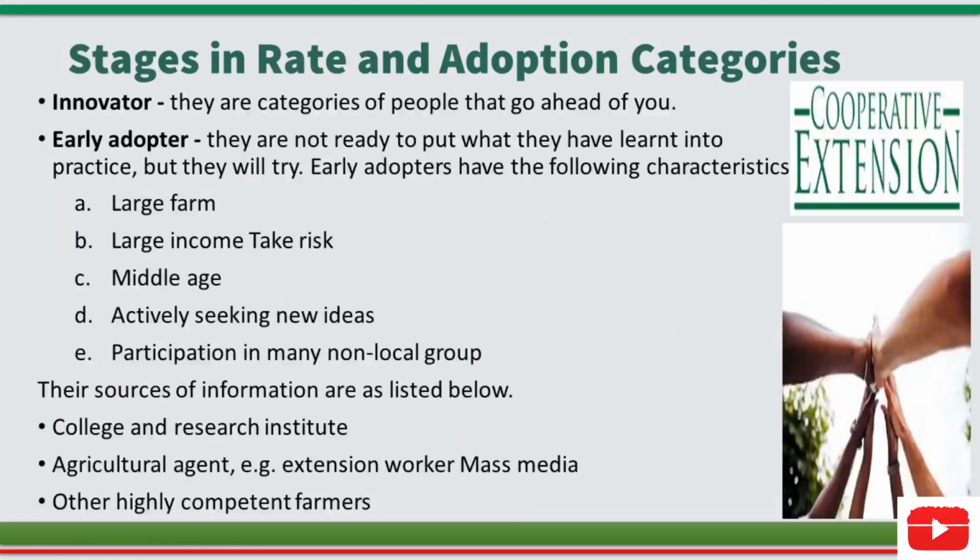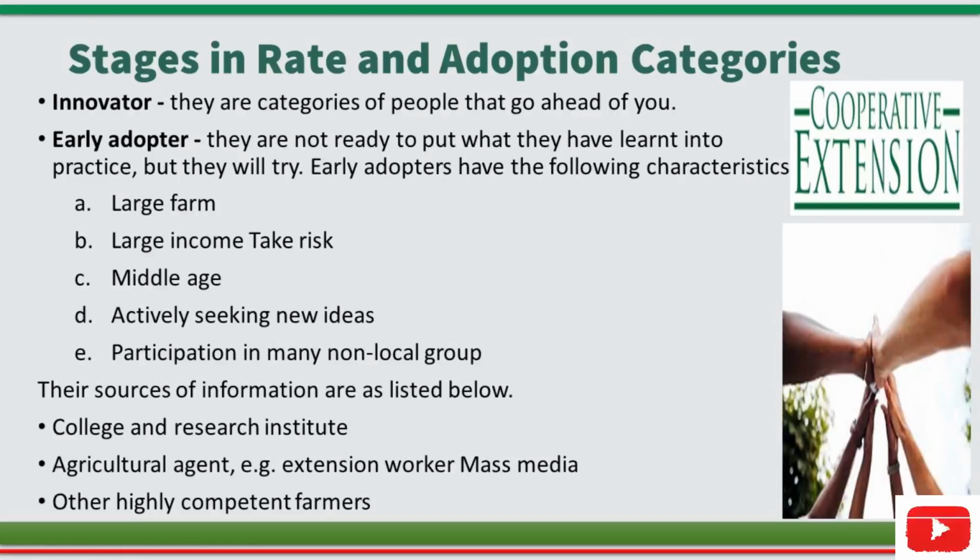Now, stages in rate of adoption categories. We have the innovator. They are the category of people that go ahead of others. I explained these stages in a diagram earlier, and we want to explain them a bit. Now, the first stage is the innovator. These are the people that go ahead of everyone. They are like the pioneers. They innovate. They try to make things happen.